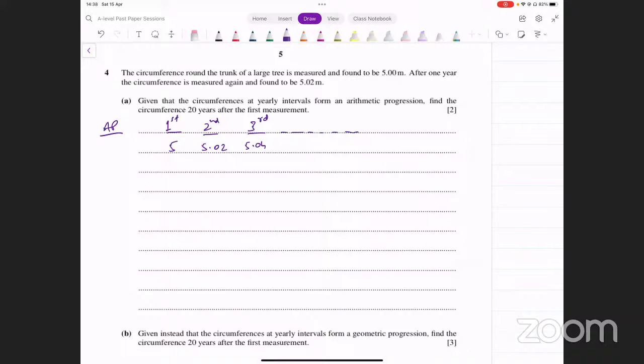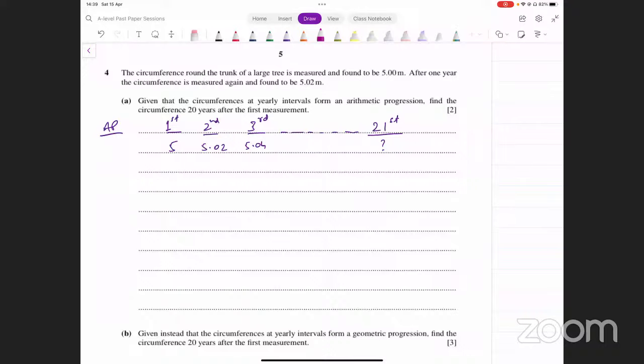अब देखें, ये आपकी फर्स्ट मेजरमेंट है, 1 साल बाद आपकी सेकंड मेजरमेंट आएगी, 2 साल बाद आपकी थर्ड मेजरमेंट आएगी, 20 इयर्स बाद क्या आएगा? आपकी 21st मेजरमेंट आएगी. तो हम 20th टर्म नहीं ढूंढ रहे हैं, हम 21st टर्म ढूंढ रहे हैं यहाँ पे. ओके, इस अरिथमेटिक प्रोग्रेशन की हम 21st टर्म ढूंढ रहे हैं, बिकॉज फर्स्ट जब आपने मेजरमेंट की उसके बाद 20 इयर्स और गुजरे, तो जो आपको टर्म चाहिए वो 21st टर्म है.